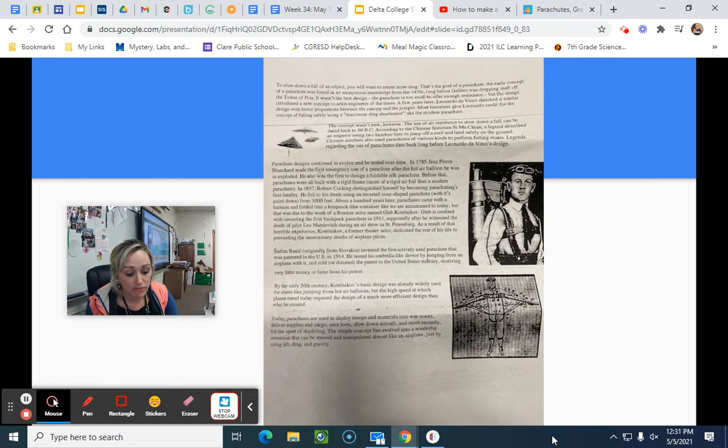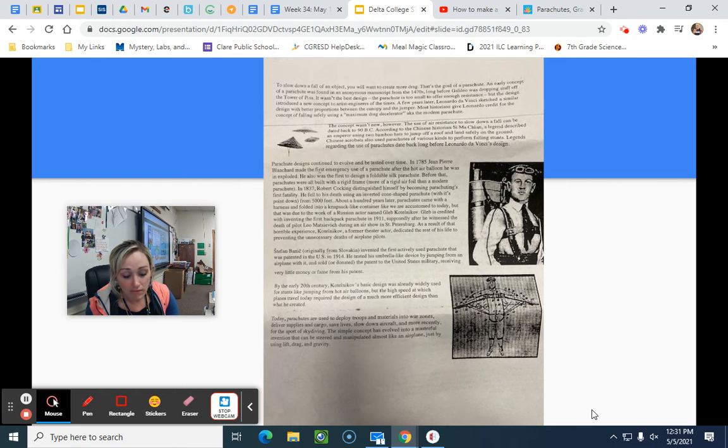To slow down the fall of an object, you will want to create more drag. That's the goal of a parachute. An early concept of a parachute was found in an anonymous manuscript from the 1470s, long before Galileo was dropping stuff off the Tower of Pisa. It wasn't the best design. The parachute was too small to offer enough resistance, but the design introduced a new concept to artists and engineers at the time.